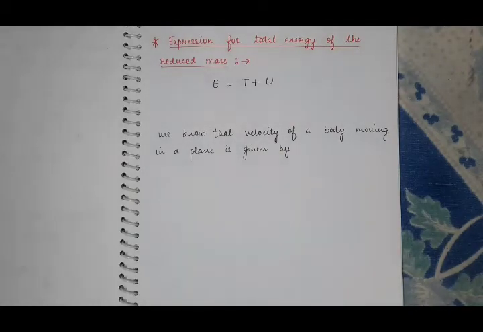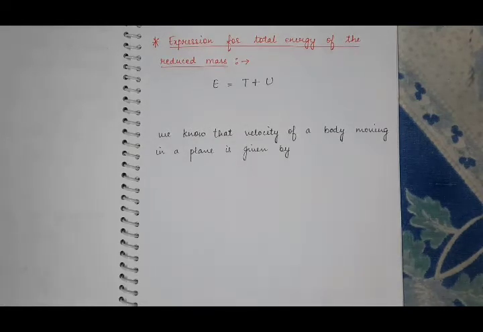Good morning, students. In this lecture, we will study a second part of the previous article. As we are studying the article motion of a body under the central force, this is part of the same article. Here we will derive the expression for the total energy of the reduced mass. In the previous part, we derived the equation of motion of the reduced mass. So now we will derive the expression for the total energy of the reduced mass.